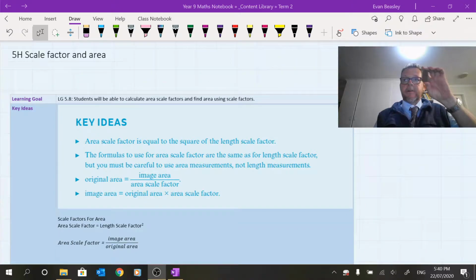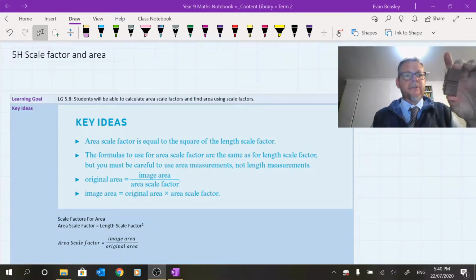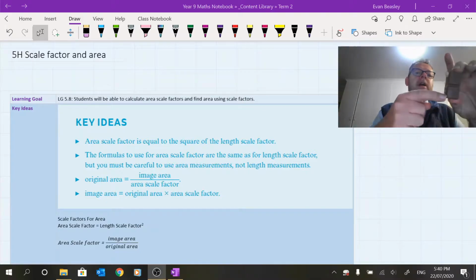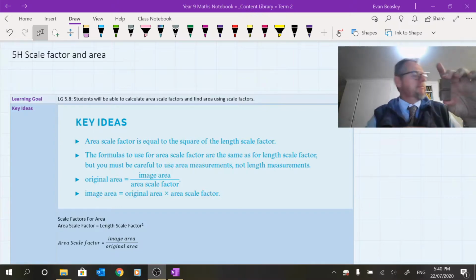G'day students, I'm going to do a really hard lesson with you today. What can you see here? This is chocolate. This shape is called a rectangle. You can see that I've got a length of 2 and I've got a width of 1.